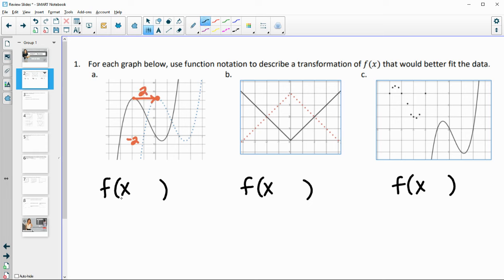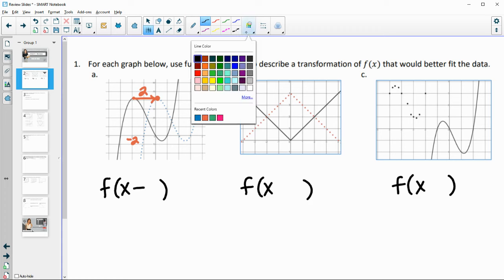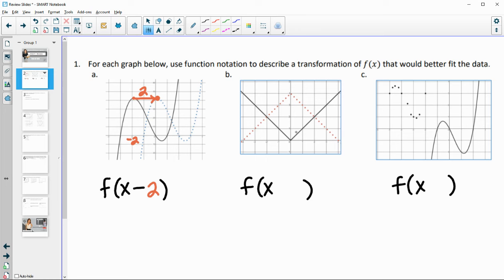And when we do something on the inside of the function, it always ends up kind of opposite of what we think. So it's moving 2 to the right, and so it's going to say just -2 on the inside of our function. So anything inside of these parentheses impacts the left-right movement of the graph. So then this will be f of x -2 to move it to the right.